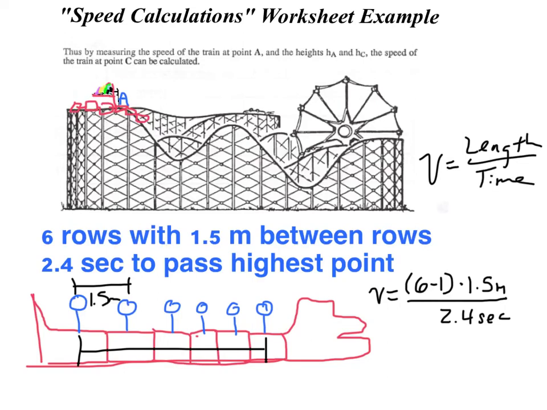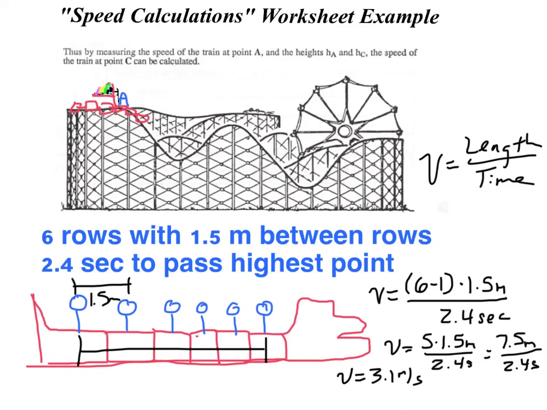When we do that, we'll get 5 times 1.5 meters divided by 2.4 seconds. And it should become 7.5 meters divided by 2.4 seconds. Let's plug that into our calculator. And I got a velocity of 3.1 meters per second. So 3.1 meters per second is how fast it's moving at that top point over at A.